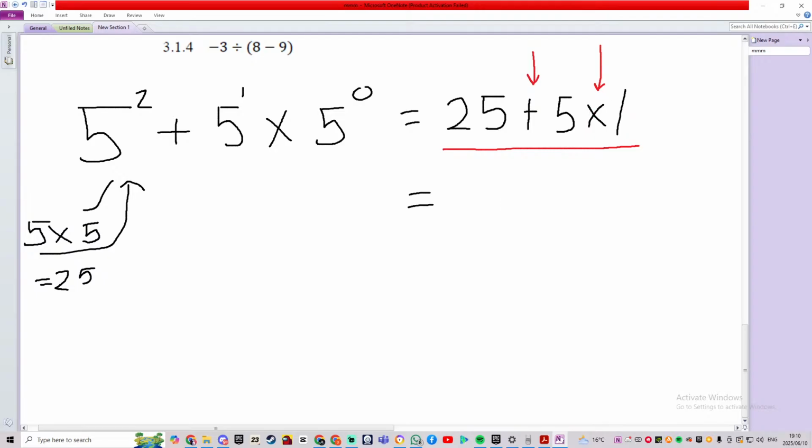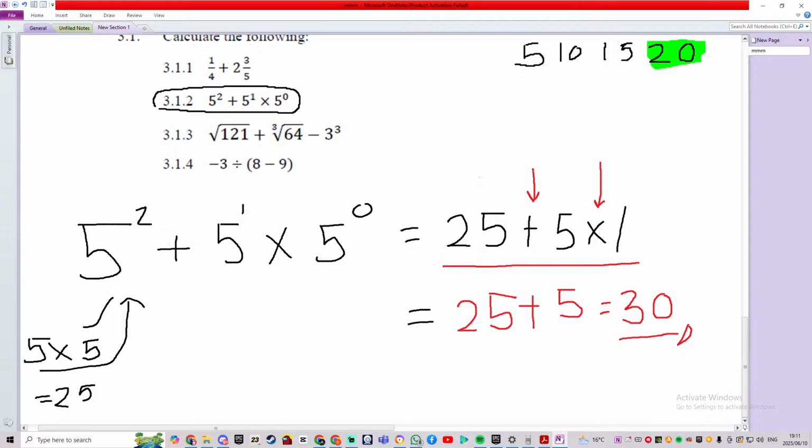We have to multiply the 5 and the 1 first. So we have 25 plus 5 times 1 is 5. Then you can say 25 plus 5. The answer is 30. All of this you have to show.